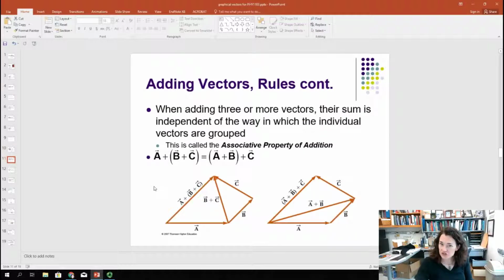If you're adding more than two vectors, it also doesn't matter how you group them, okay? So I could add A plus B plus C, or I could do A plus B first and then add C. It really doesn't matter. So I can switch the order of the addition however I like, and it will still be the same resultant vector. I hope that's clear.